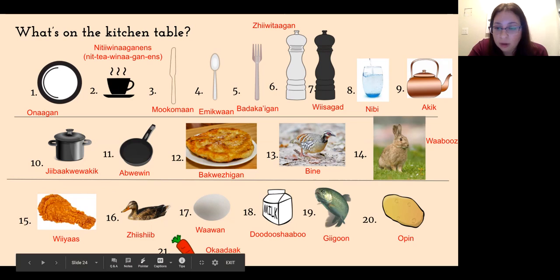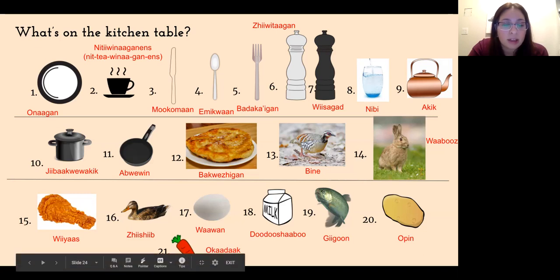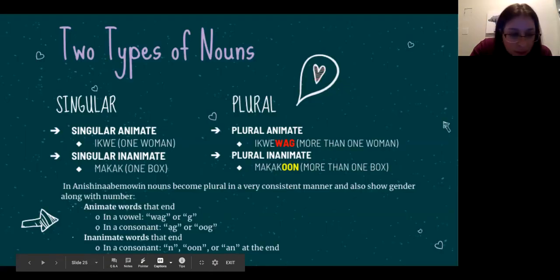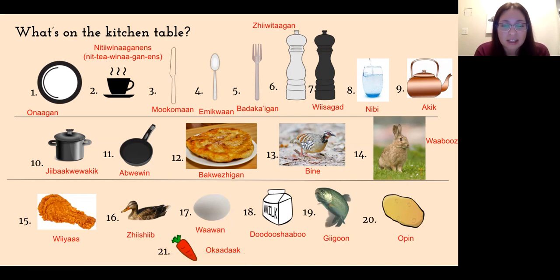20 is a potato. Open. Okay, 21 is a carrot. Okaduck. All right.